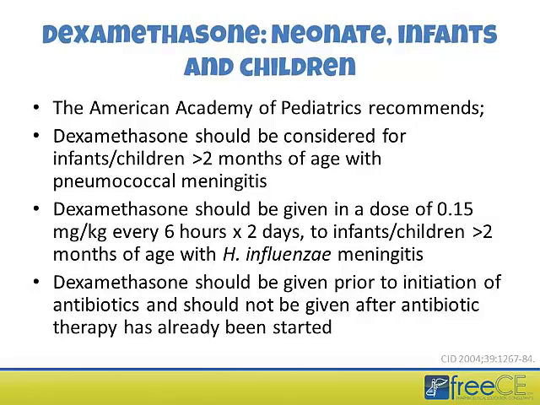So the recommendations are that dexamethasone should be considered for infants and children over 2 months of age with pneumococcal meningitis, and that it should be given at a dose of 0.15 milligrams per kilo every 6 hours for 2 days to infants and children over 2 months of age with H. influenzae meningitis. So two things with respect to these two comments. We know that the incidence of H. influenzae meningitis is relatively low given the advent of the vaccine. So we're not going to see a lot of H. influenzae meningitis.